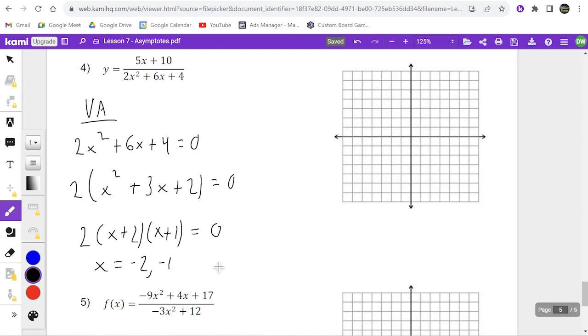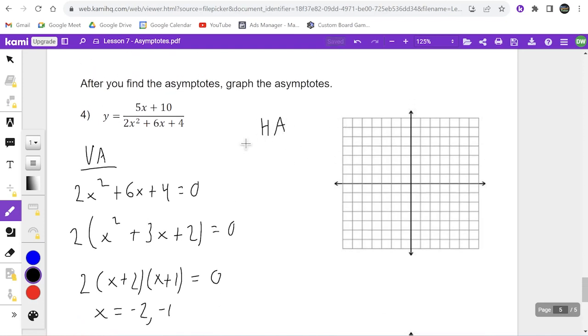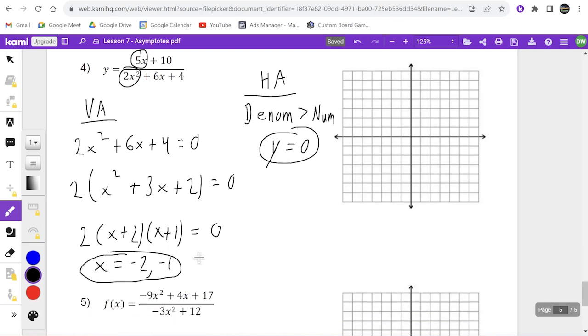And then for the horizontal asymptote, I'm going to do the same thing as before. I see the numerator is 5x, denominator is 2x squared. The denominator is greater than the numerator, obviously, because x squared is greater. And so that means there is no, I'm wrong, sorry. It's not no horizontal asymptote. It's y equals 0. That was a test. Yes. So y equals 0 is the horizontal asymptote, and x equals negative 2 and negative 1 are my vertical asymptotes.